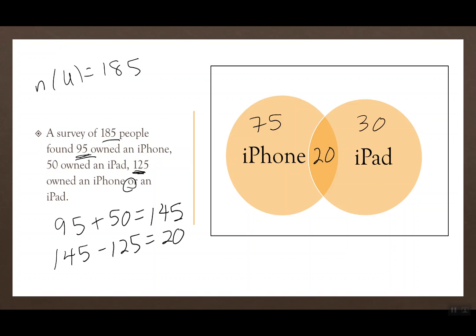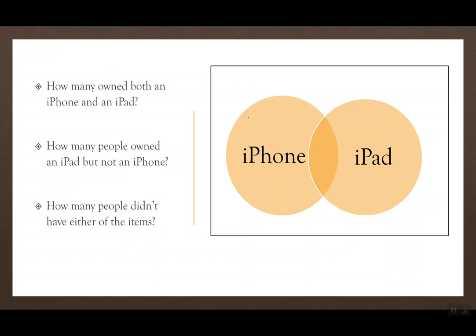Okay, so let's look at what we have right now. We have 75, and we have 20, and we have 30. So if I add those up, the 125, which we said we're supposed to have, I say, well, what's left over? I'm supposed to have 185 people altogether. Right now I have 125. That means there are 60 more people. So I'm just going to transfer this over to the next slide. So this was 75, this was 20, this was 30, and this was 60.